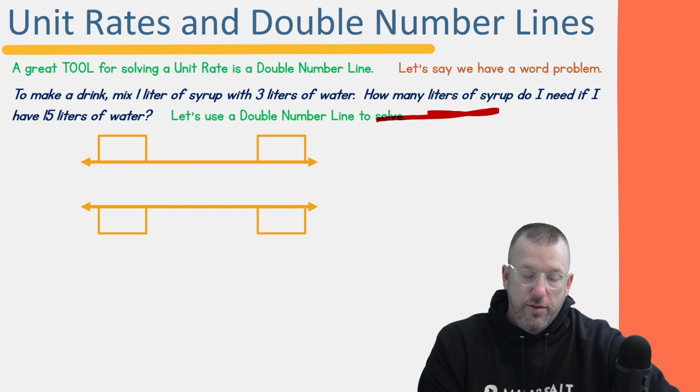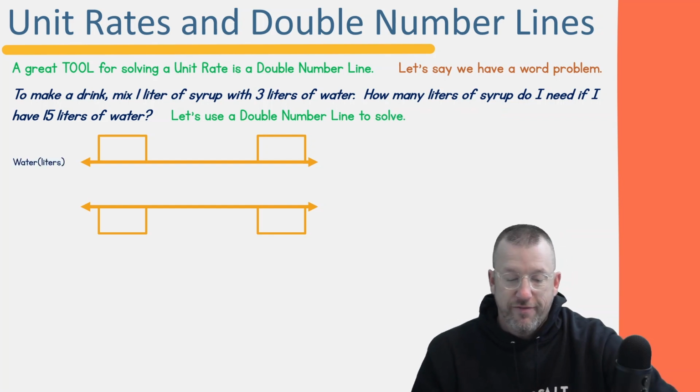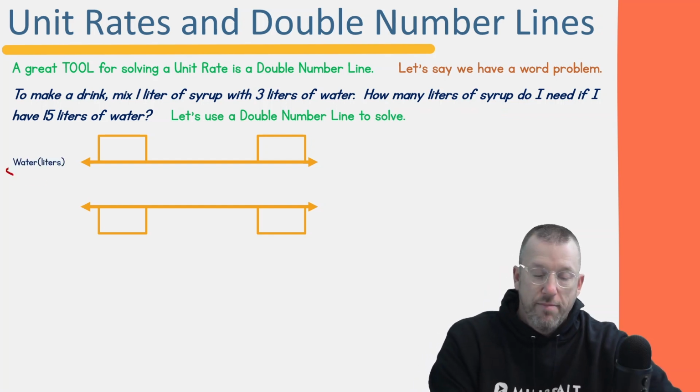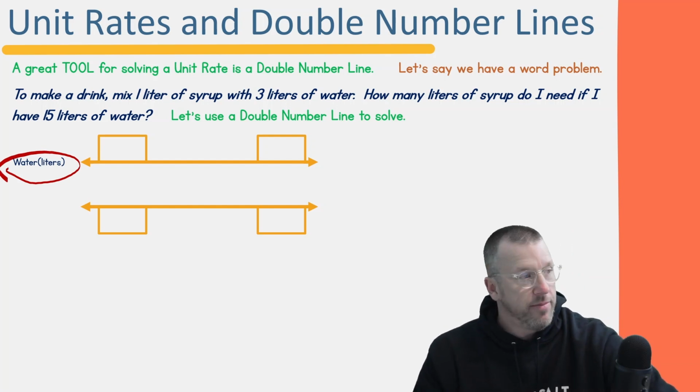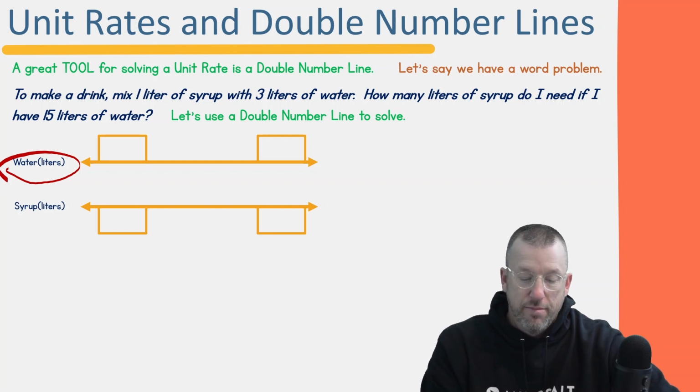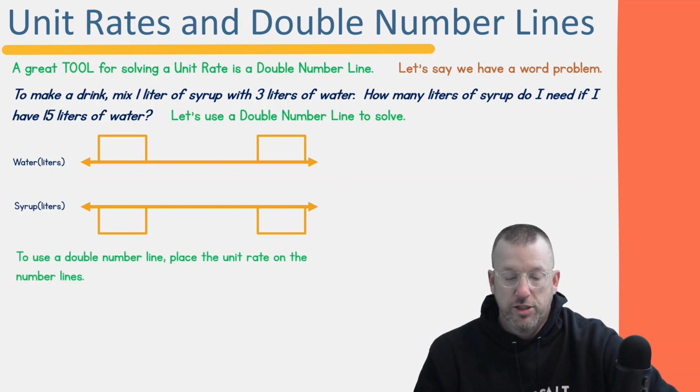Here's a double number line, and the way a double number line works is you put what you want to measure next to one of the number lines. So in that top number line, we're going to measure water. In the bottom number line, we're going to measure syrup. Okay, and the first question we ask ourselves is place the unit rate on the number line.